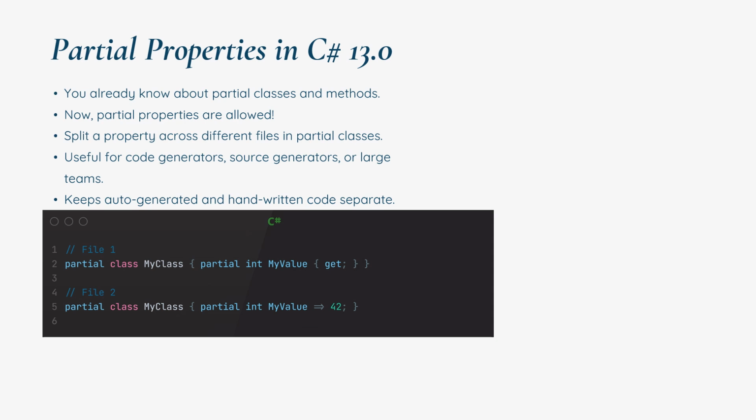Let me give you a practical example. Suppose you have a property that gets generated by a tool, and later you want to customize how it behaves without touching the auto-generated file. In earlier versions, you had to either rewrite the whole thing or break best practices. But now with partial properties, you can keep the generated part.